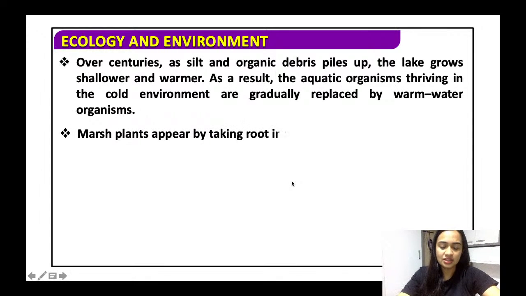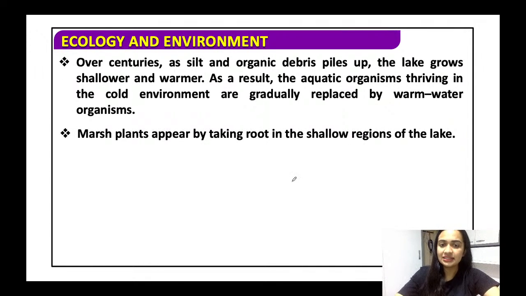So now, over the centuries, what is happening? As the silt and the organic debris pile up, the lake grows shallower and warmer. So as a result, the aquatic organisms thriving in the cold environment are gradually replaced by warm water organisms. So, in the very beginning, what I said, कि ये जो lake streams हैं वो काफी cold होते हैं. So now, थोड़े टाइम बाद ये जो ऑर्गेनिक डेब्रिस है वो नीचे पाइल अप हो गया है, तो अब लेक शैलो हो गया. So now when it is shallow, it is easy to heat up, तो अब टेम्परेचर बढ़ जाती है, यानी कि लेक वार्म हो जाती है.